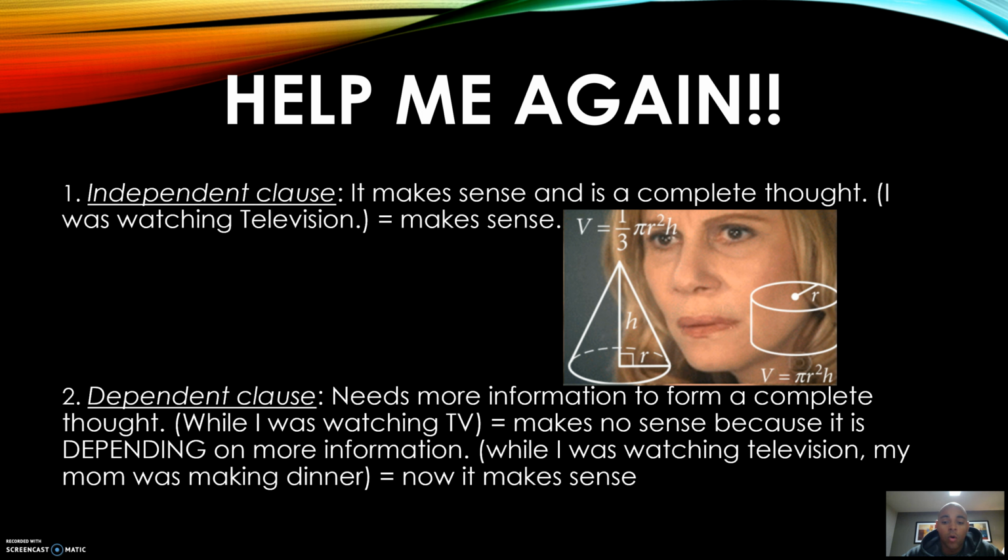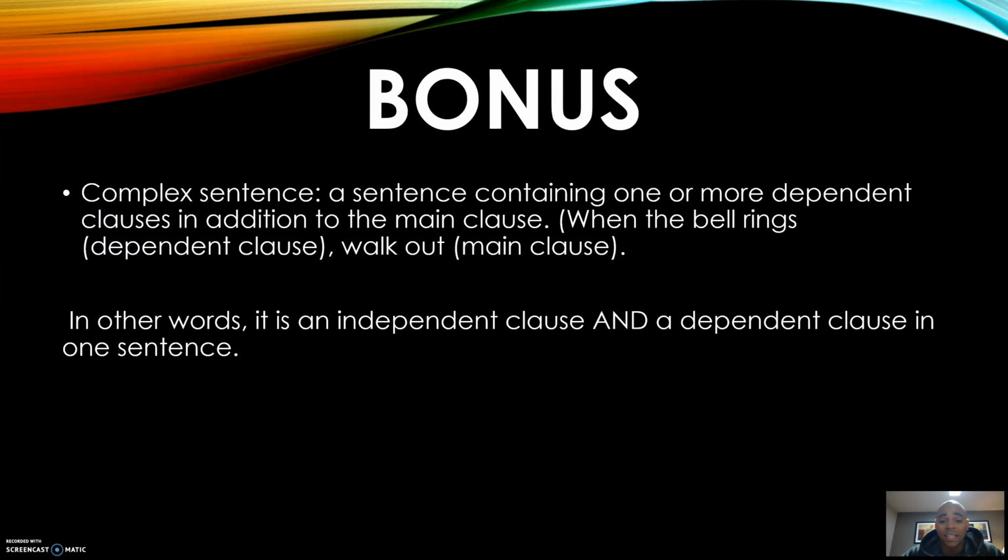Even though I didn't need to cover it, complex sentences: a sentence containing one or more dependent clauses in addition to the main clause. "When the bell rings," being a dependent clause, "walk out." That entire phrase is a sentence, but if you separate it, "when the bell rings" and "walk out" alone would not make sense. In other words, it is an independent clause and a dependent clause in one sentence, and that will make a complex sentence.